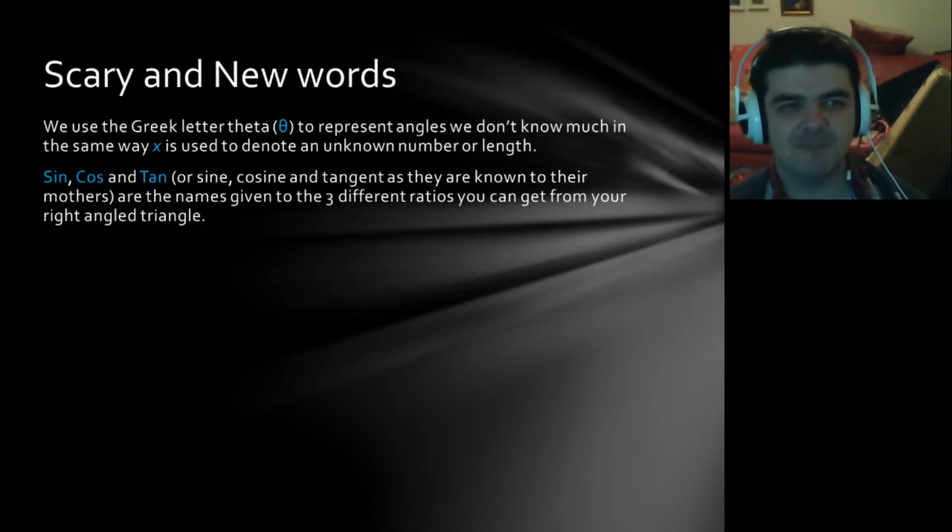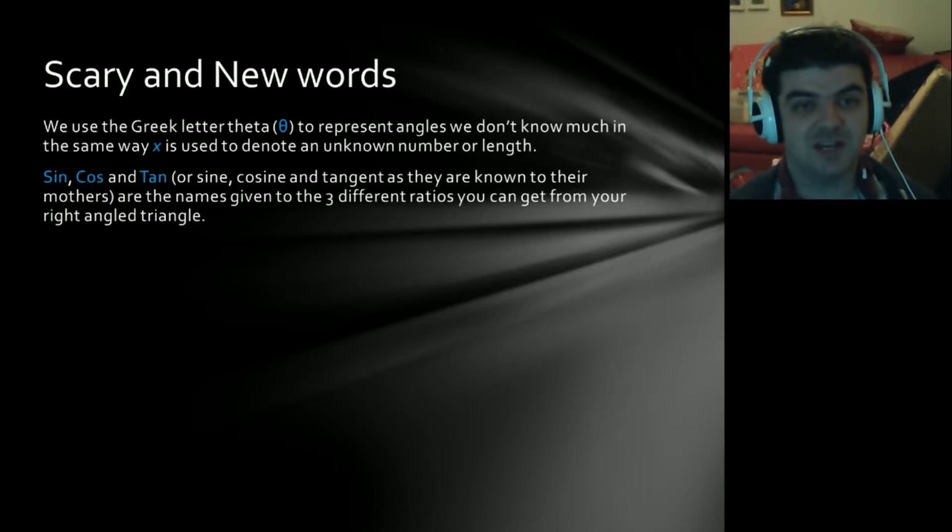So, other new scary words: sine, cosine, tan. Or sine, cosine, and tangent. That doesn't go down well with the mothers, because mothers all call us by our full names. I get Christopher. And if tan gets called tangent, he probably thinks he's done something wrong. These are the names given to the three different ratios you can get from a right angle triangle.